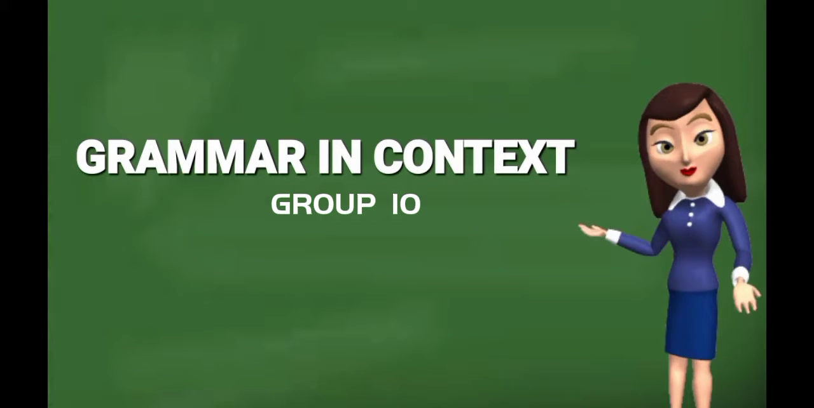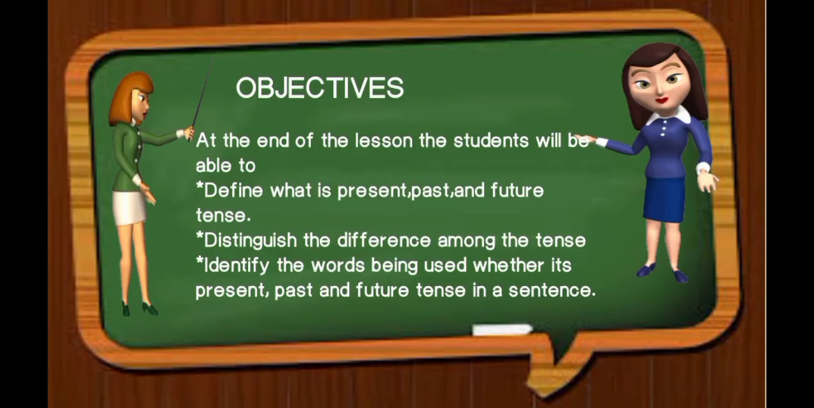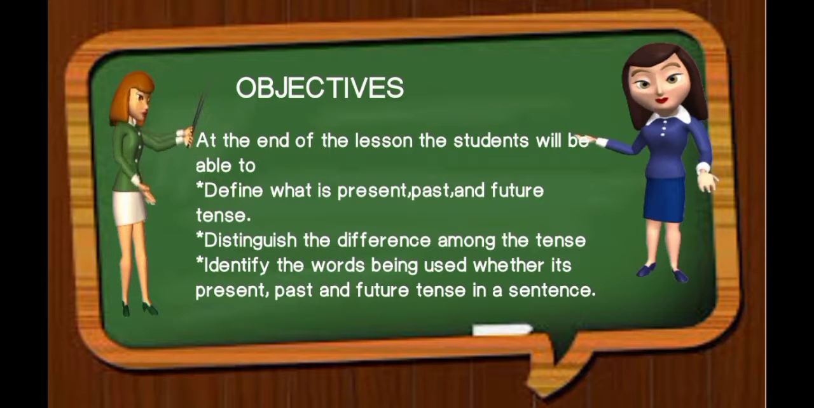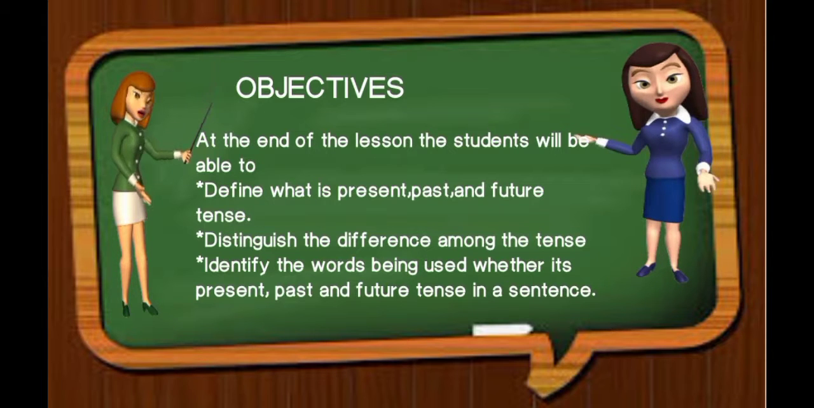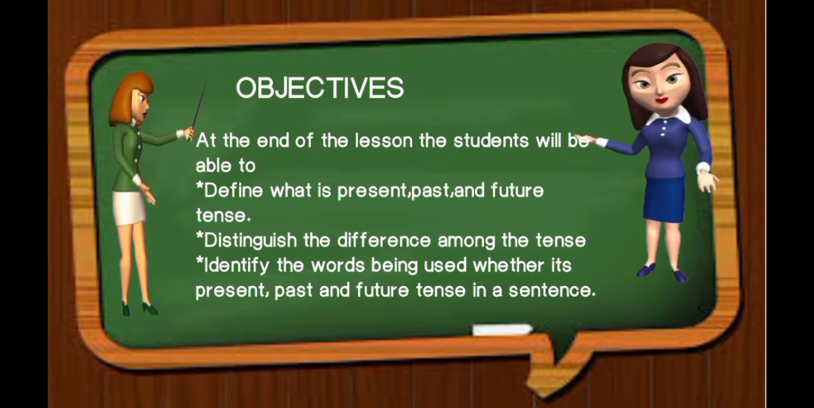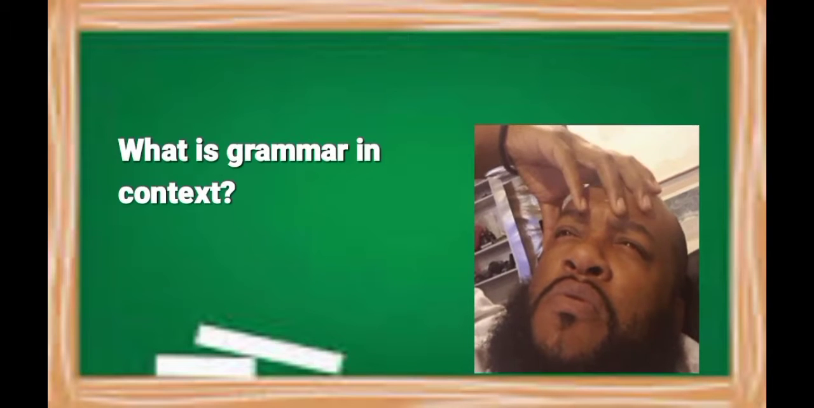Today I am going to discuss the most important tenses of grammar in context. But I will state the objectives first. Our objectives are: at the end of the lesson, the students will be able to define what present, past, and future tense are, distinguish the difference among the tenses, and identify the words used, whether present, past, or future tense, in a sentence. So what is grammar in context?